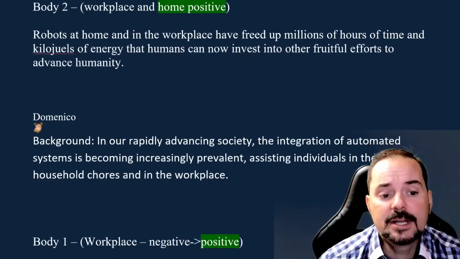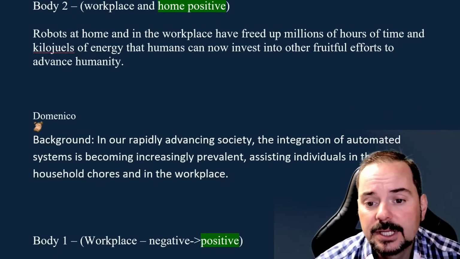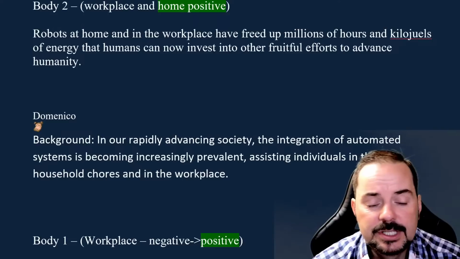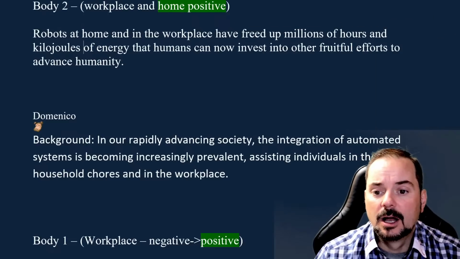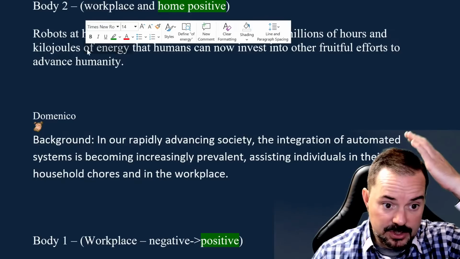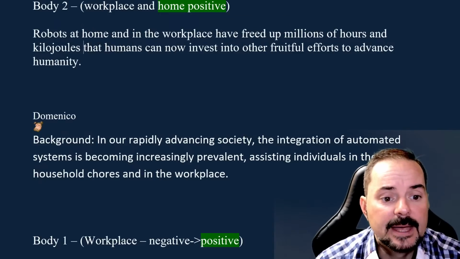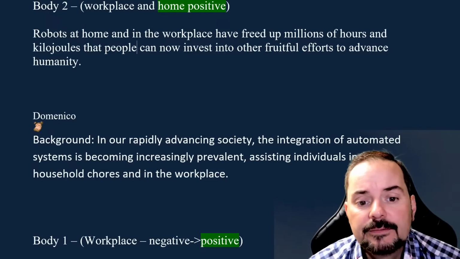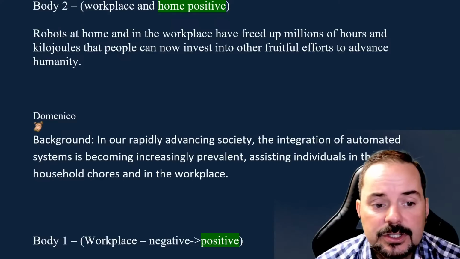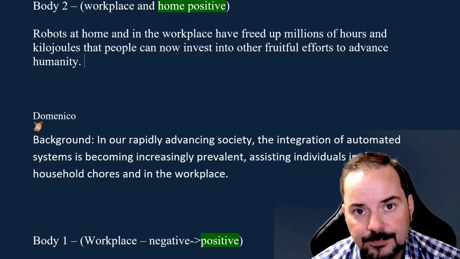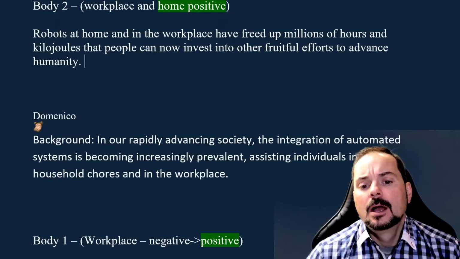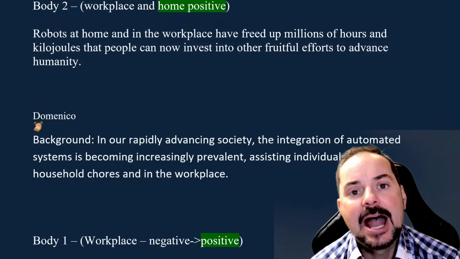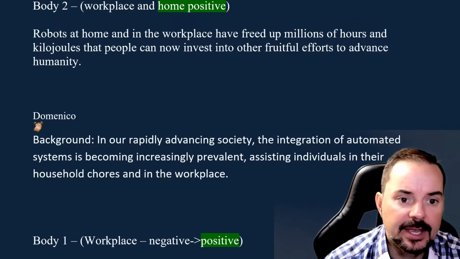All right, so robots at home and in the workplace have freed up millions of hours of time, and kilojoules of energy. We don't need "because" here. That instead of humans, I'm going to say people can now invest into other fruitful efforts to advance humanity. Okay. What should I do now? What do you think?